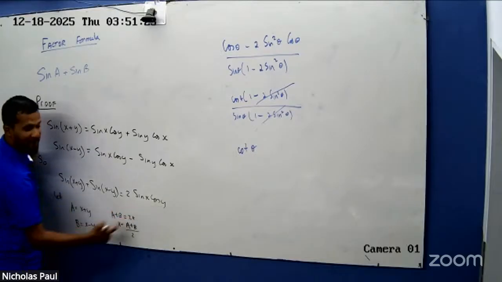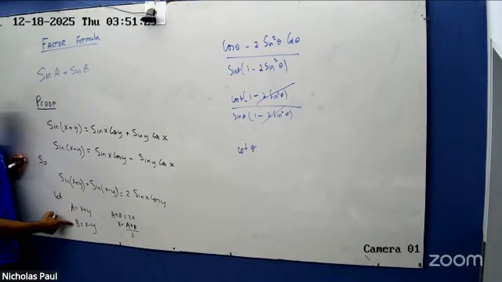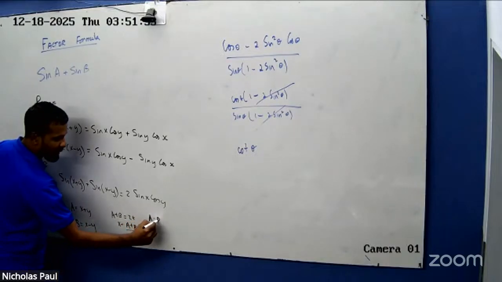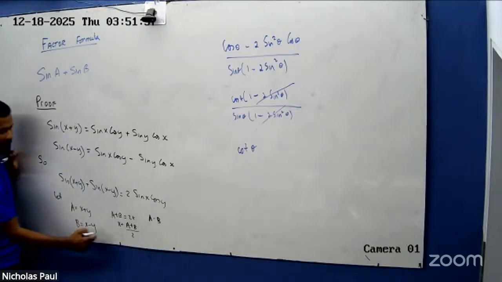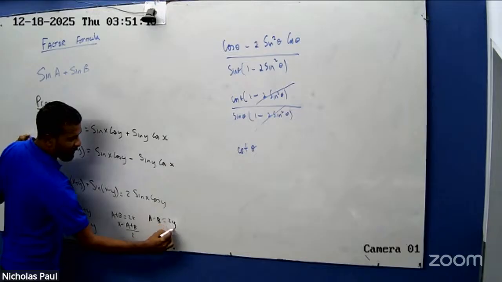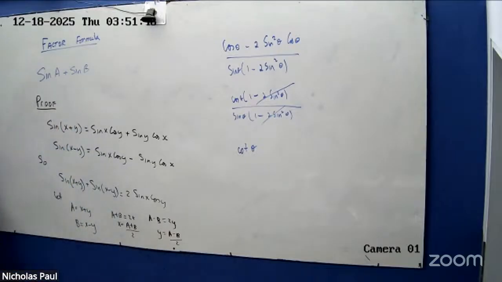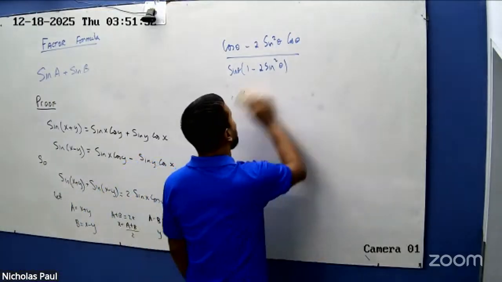What would y be? A minus B. So if I find A minus B, what will I get? This will cancel, and I will get A minus B is 2y. So y is (A minus B) all over 2. Can you clear that? And we're done. That is your formula there.